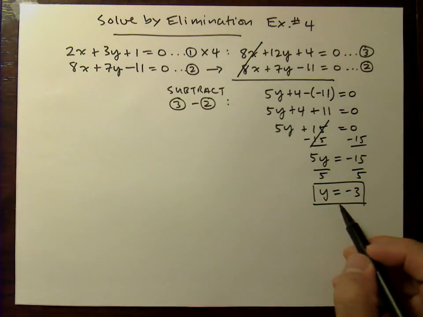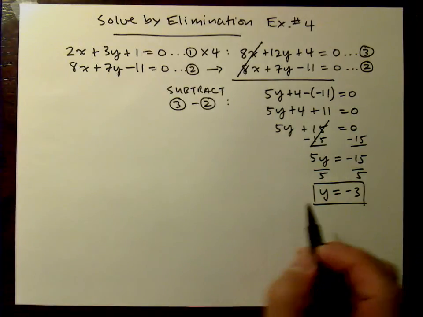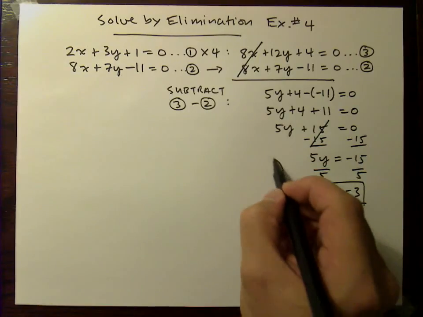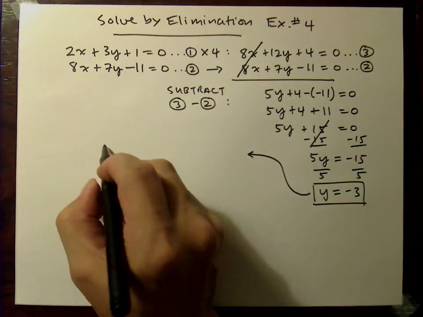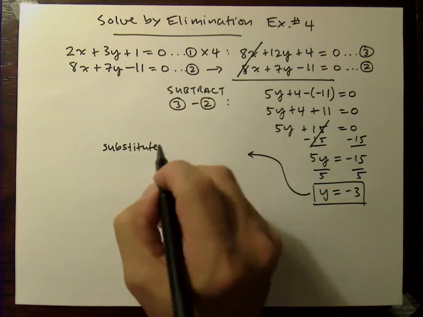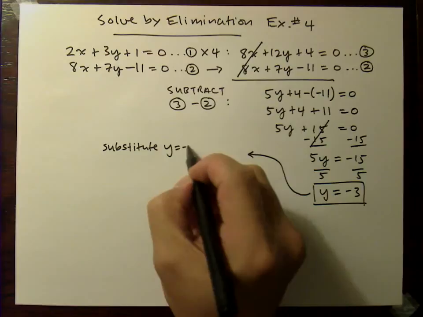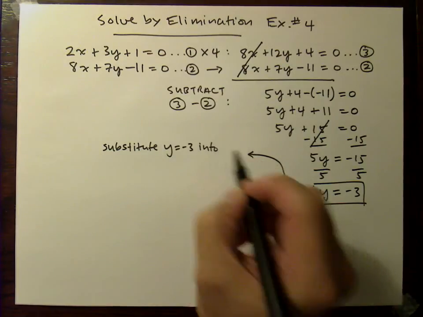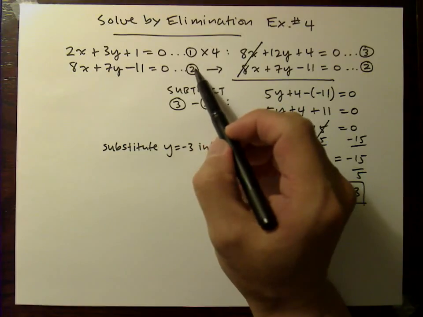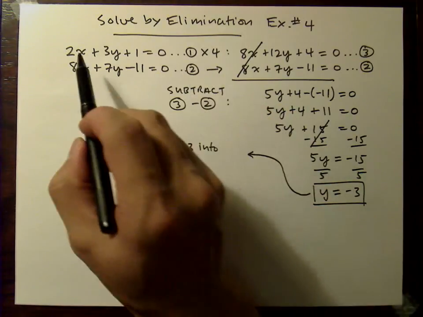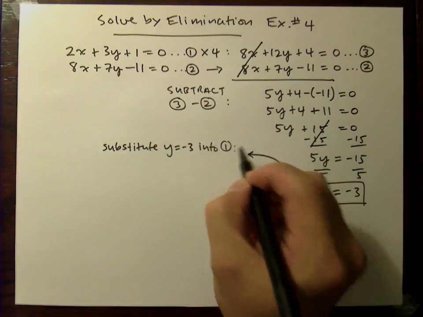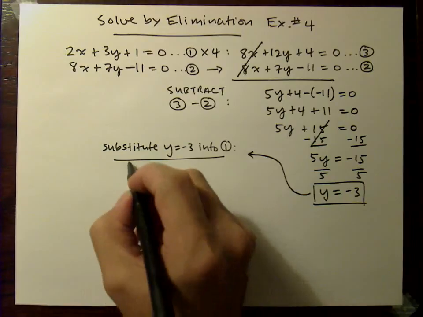This is the y coordinate to the solution that we're looking for. All we need now is the x coordinate. To get the x coordinate, we are going to have to substitute this answer for y, which is negative 3, into one of the initial equations, either number 1 or 2. Now I'm going to select equation 1 because the numbers seem to be smaller, and that's always nice to have.